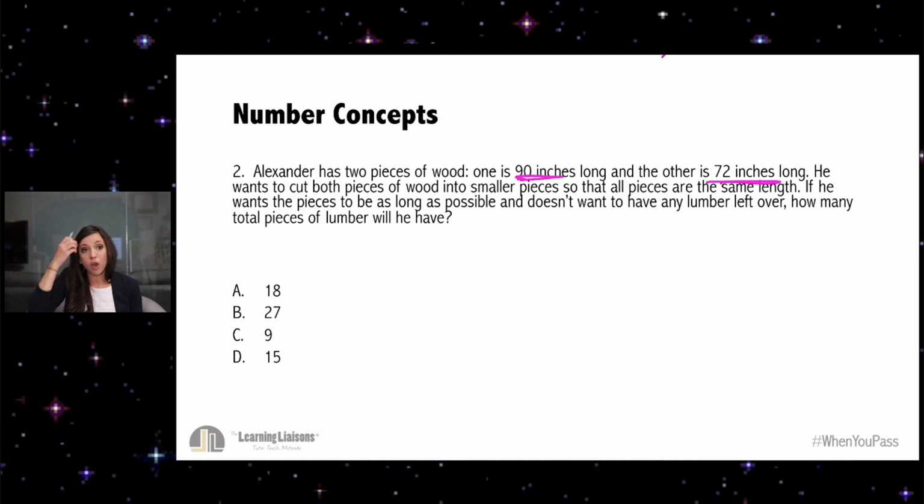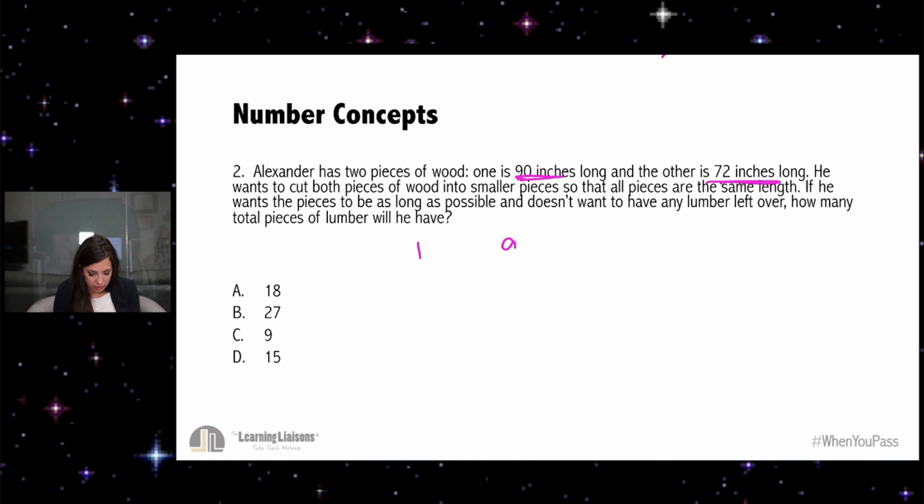In this problem, we're looking for the least common, no, we're looking for the greatest common factor. We're not looking for the least common multiple. We're looking for the greatest common factor, which is the biggest number that we can have that multiplies to give us 90 and 72, because he wants the most amount of pieces without any leftovers. So I'm going to look at these 2 numbers and I'm going to start listing all of the factors.